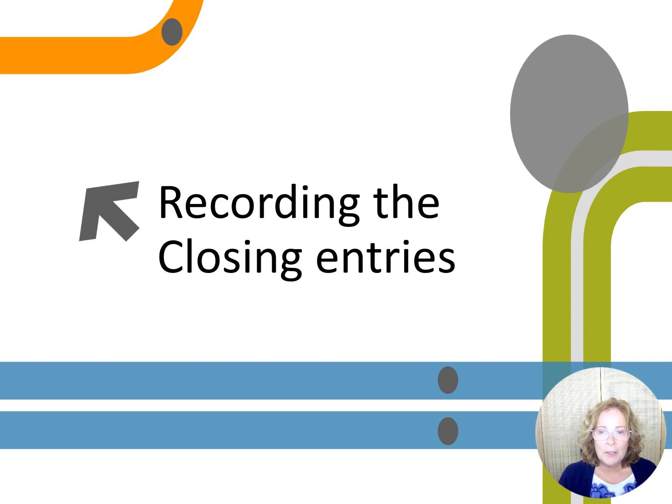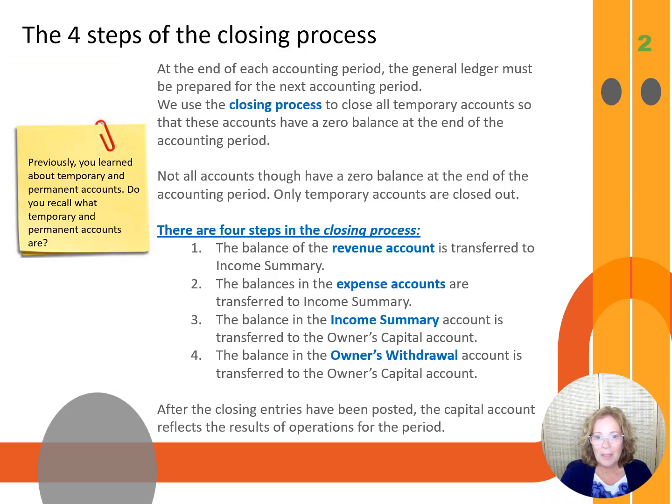In this video, I'll talk about the closing entries and why accountants record them. At the end of each accounting period, the general ledger must be prepared for the next accounting period. We call that the closing process, and there are 4 steps or tasks that accountants must complete to close the ledgers for any accounting period.